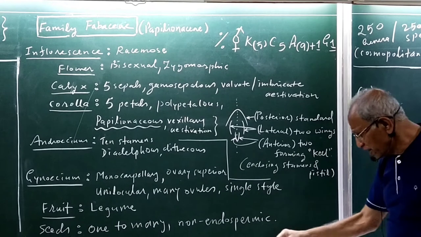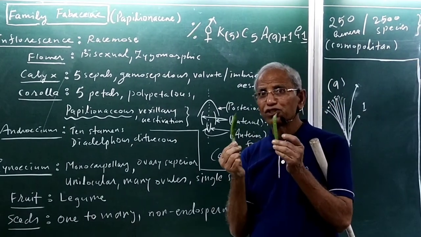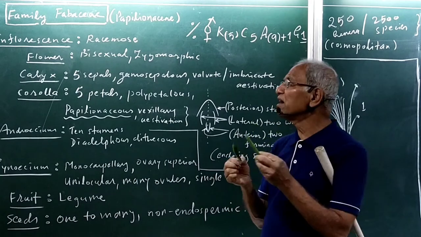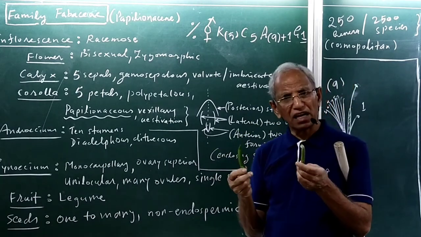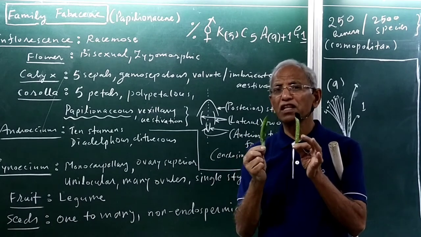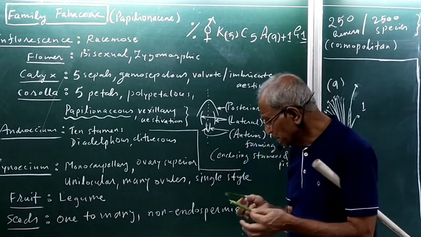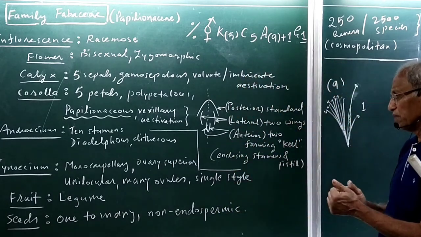And the fruit is legume. These are all legumes. You understand this? These are legume types of fruit, shenga everywhere. Not necessarily, there can be some other families in which legumes are possible, but here Fabaceae shows that there are legumes. And many of these are used as vegetables regularly. Again, there is a lot to say on the economic importance of this family.